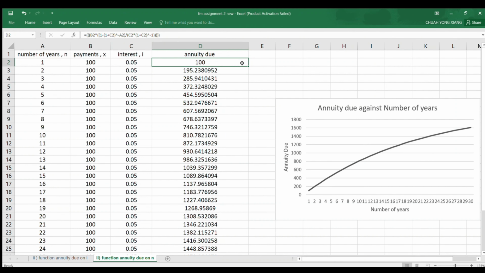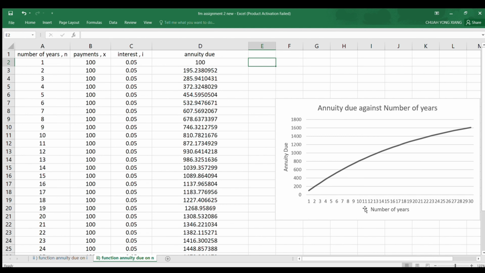Then when we press enter, we can get our list of annuity yield based on the different number of years. From the data here, we can also construct a graph of the annuity yield against the number of years. Here, we can observe that when the number of years increases, the annuity yield also increases. This is because of the time value of money.